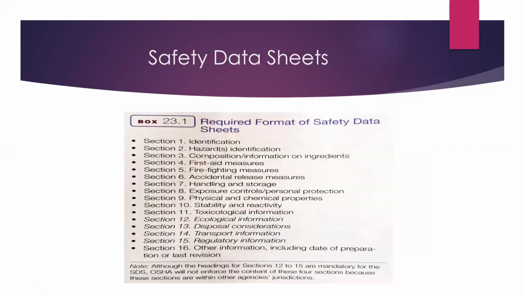Okay, your book also has a little feature of a box 23-1. Okay, and this is the required format of the safety data sheets. It'll break it down into sections in terms of the ID, the hazard, the stability, the transport, how to transport the information, the regulatory information.